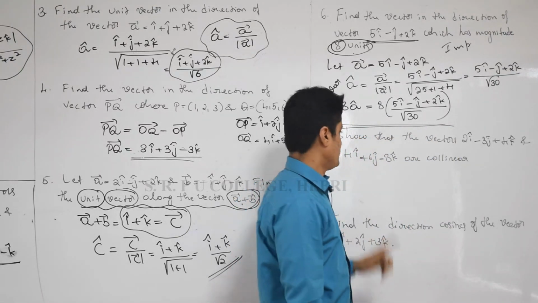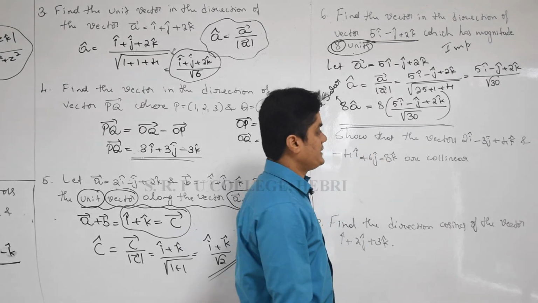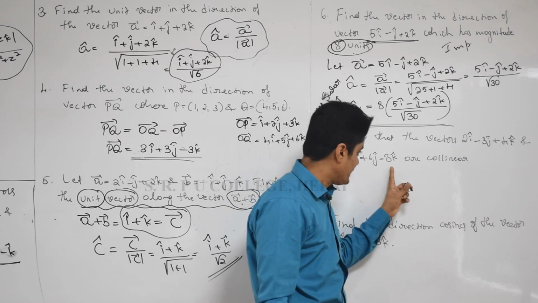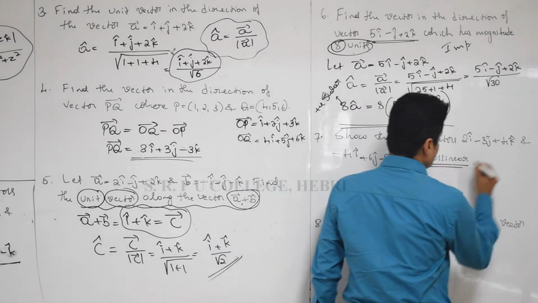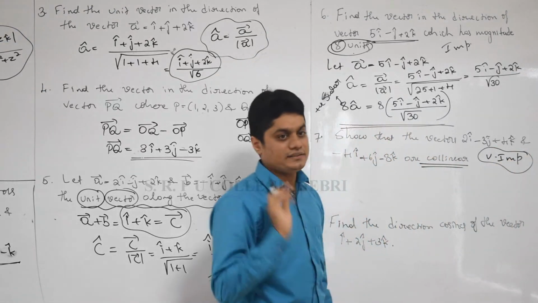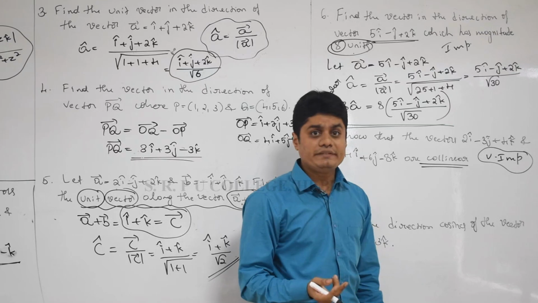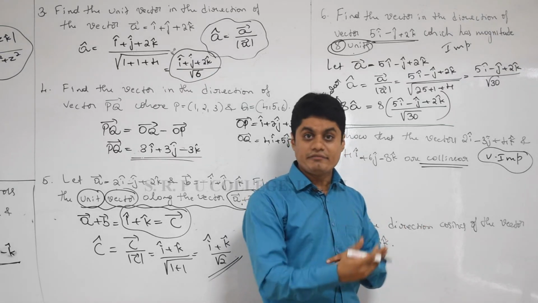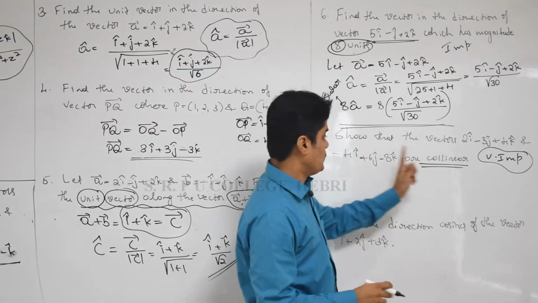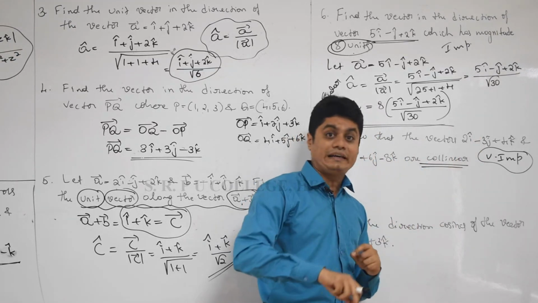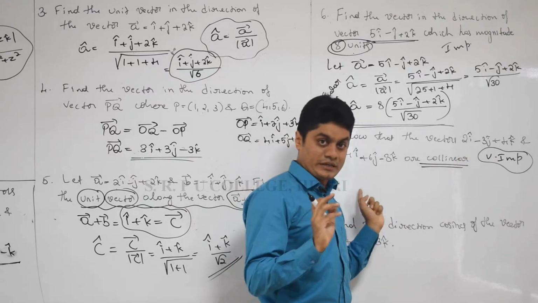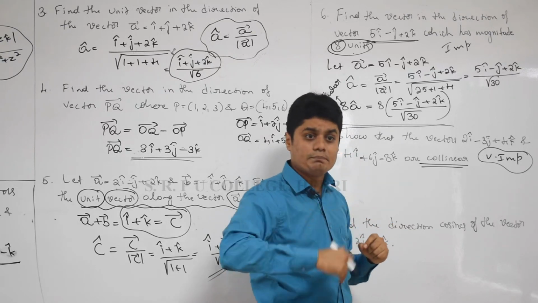Got it? Very good. Next, show that the vectors 2i minus 3j plus 4k and minus 4i plus 6j minus 8k are collinear. This is an important question because this particular problem has been asked in the final example for 1 mark. Very simple. What do you mean by collinear vectors? Parallel vectors, same line vectors, are collinear vectors. Observe carefully. Collinear vectors have a special property. Definitely, out of these two vectors, one vector is a multiple of the other vector. You just have to identify it.